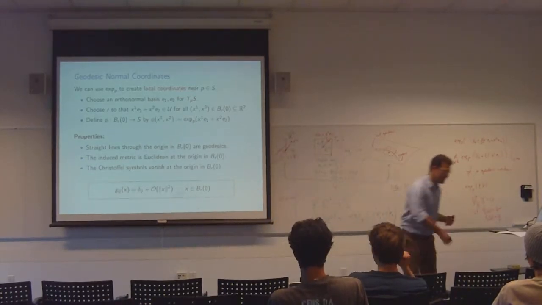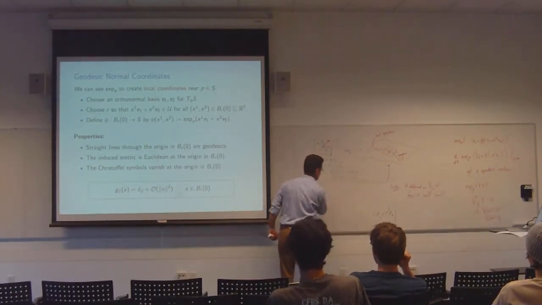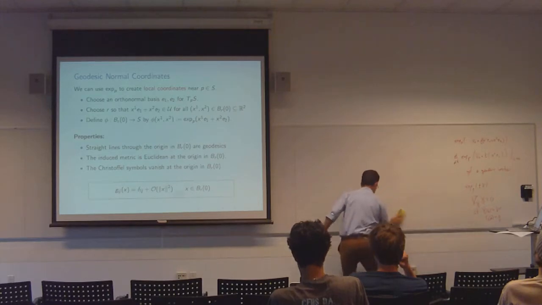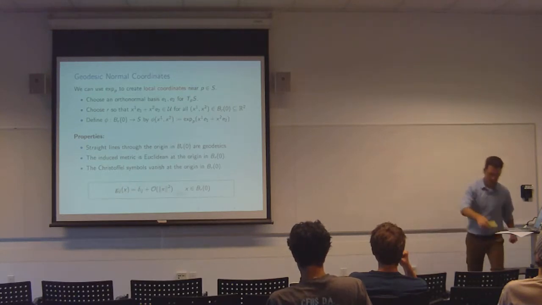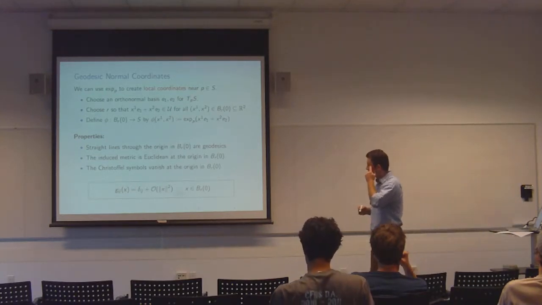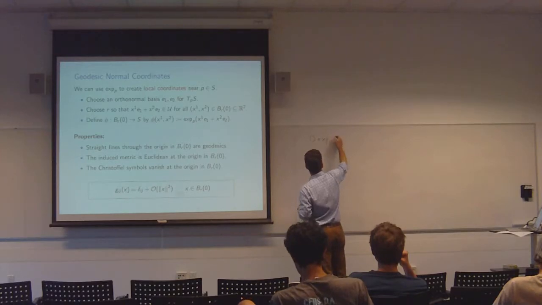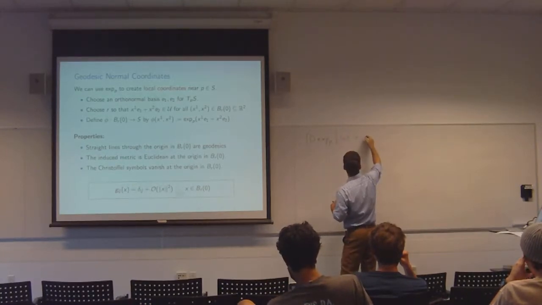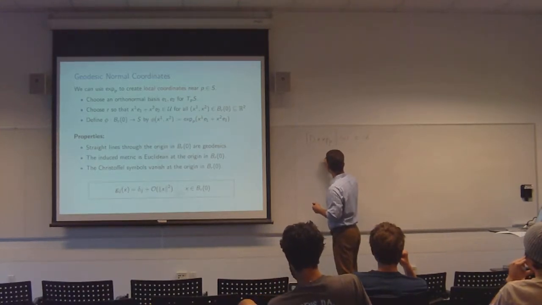So point number 1, I need to do a bit of erasing. Point number 1 actually is straightforward because we've already proved the necessary ingredient, which is that the differential of the exponential map at 0 is the identity. So what that means is that we have E1.